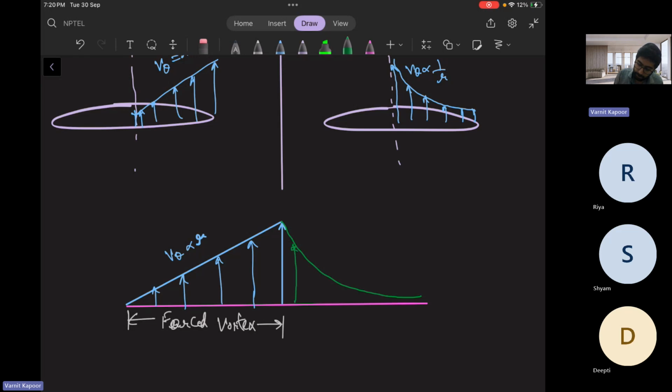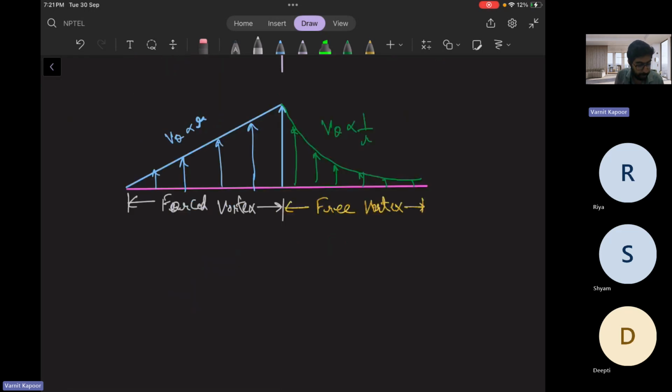So I can say v theta is inversely proportional to r. This scenario is still forced vortex. Oh, this is free vortex. This is forced vortex correspondingly. Okay, so the right hand side is free vortex, the left hand side is forced vortex. And when r approaches 0, this implies v theta approaches infinity. Okay, so it's a maximum value. It is not a fixed maximum value.